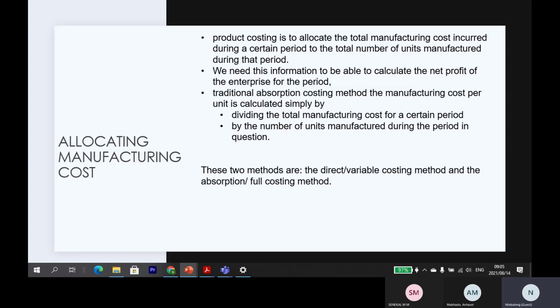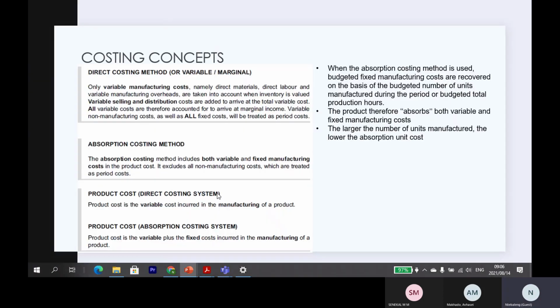So this is just saying that allocation of manufacturing cost is important because it helps you to determine your profit, and it helps you to have an idea as to how much it cost you to produce this product of yours, right? And the two methods that we're going to look at are the direct or variable costing method or the absorption costing method.